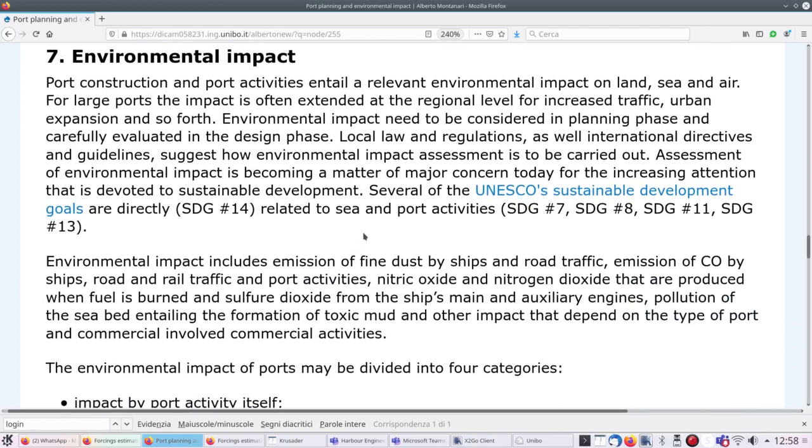Now, environmental impact. I decided to focus on environmental impact specifically because I was told by the Port Authority in Ravenna that environmental impact is becoming a relevant matter of concern for them. They explicitly said that they would like to get from the young engineers a specific expertise on that, because it's becoming important, not only because we want to care about the environment, not only for that. It's becoming important because minimizing the environmental impact is becoming a fundamental requirement for port operation.